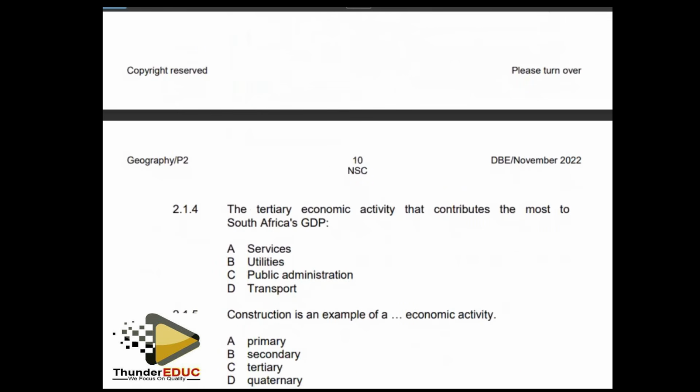Okay, we proceed. Now we are looking at another one, tertiary, which is only the provision of a service. The tertiary economic activity that contributes most to South Africa's GDP.